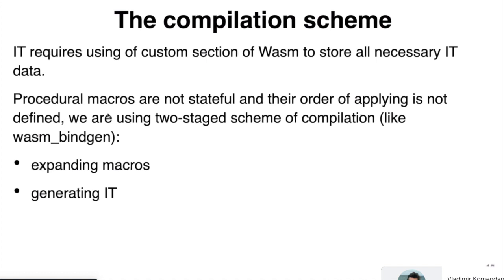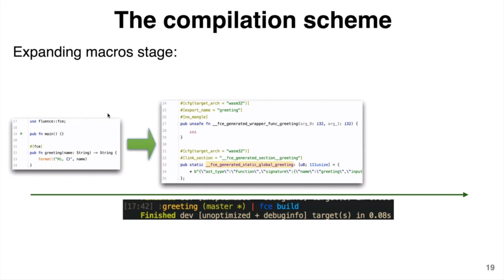On the first stage, we are expanding the macro and generating some extra information. And then on the second stage, we use this extra information to generate a custom section. So it looks like this. First of all, this example is expanded to this one. And here we have a generated special global. The global is located inside another custom section with a generated name, and this data is serialized to JSON with all the information needed to generate the interface types.